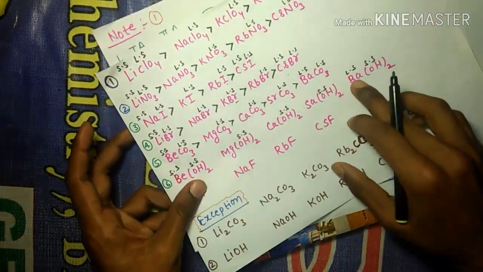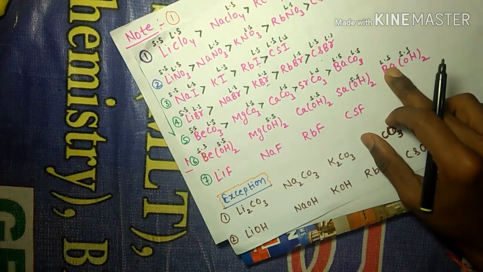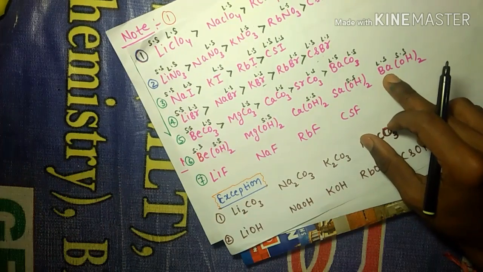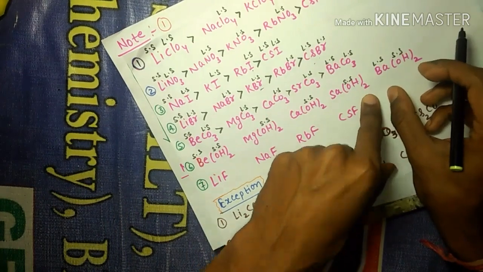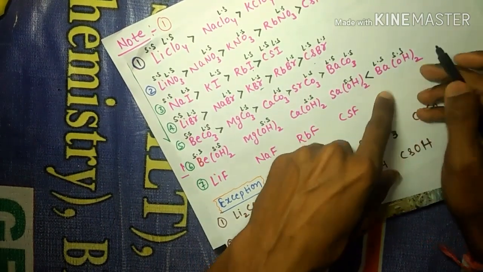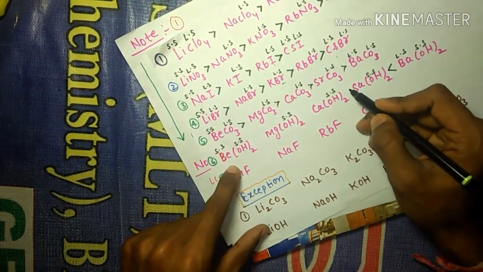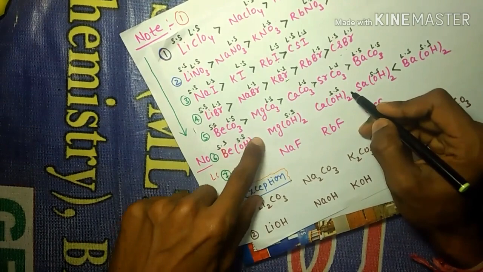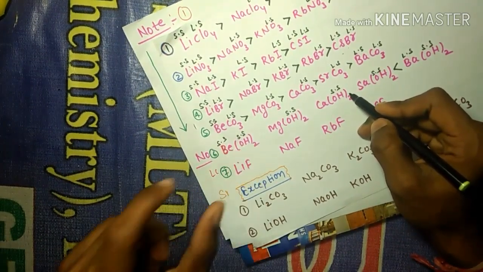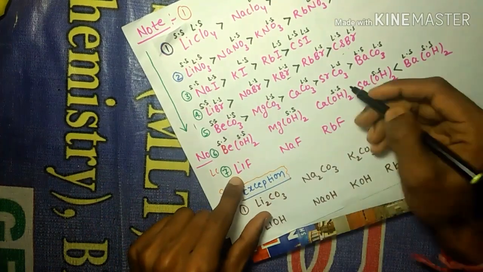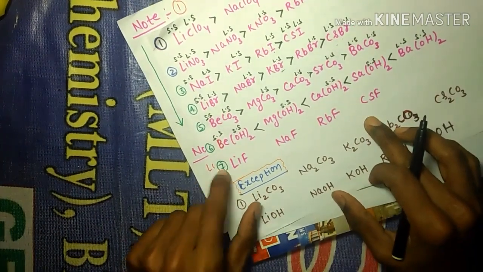The more the difference between the sizes, the more the solubility. So Ba(OH)2 has more solubility in comparison to Be(OH)2, and Be(OH)2 has the least solubility among the order. So the order goes like this. This is the answer. Now the last question.